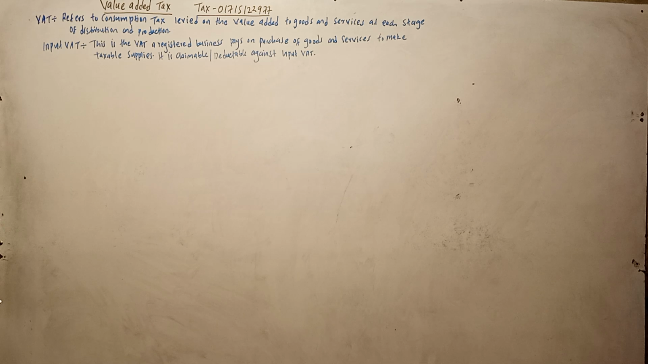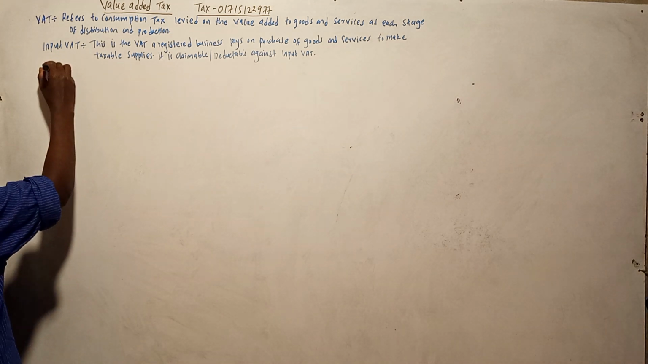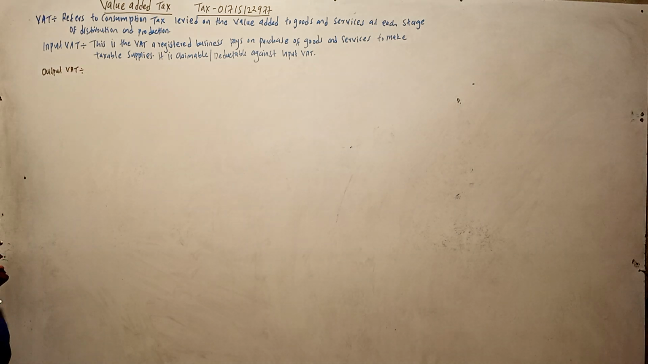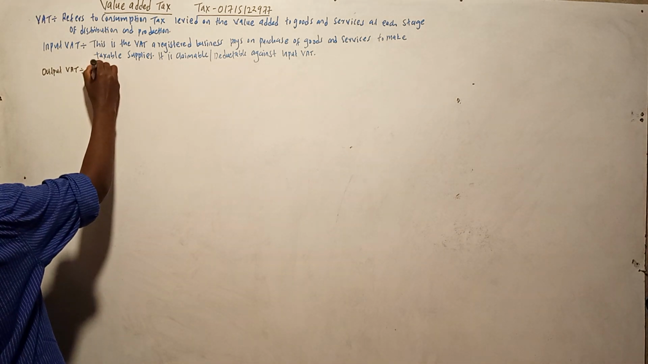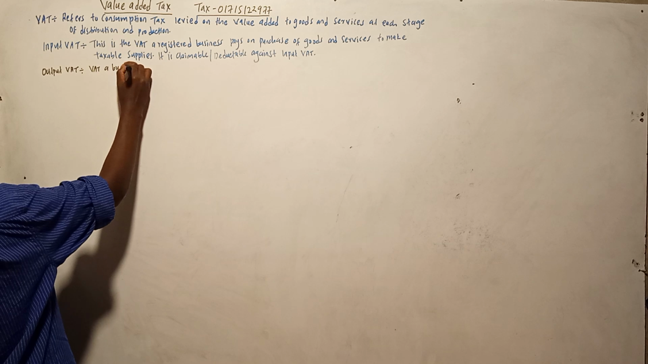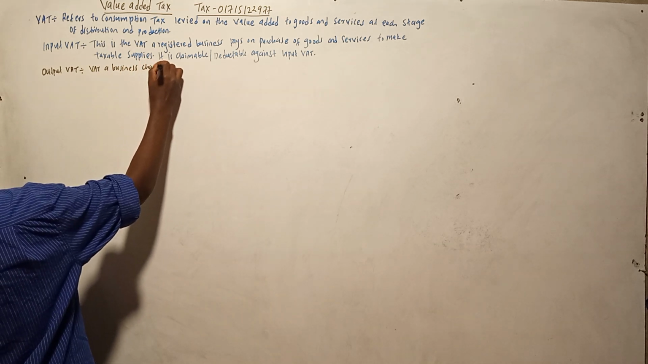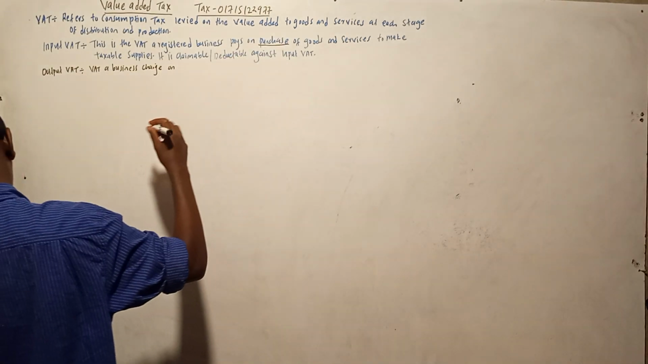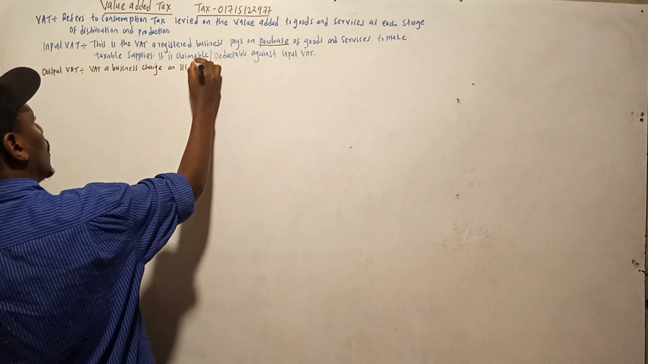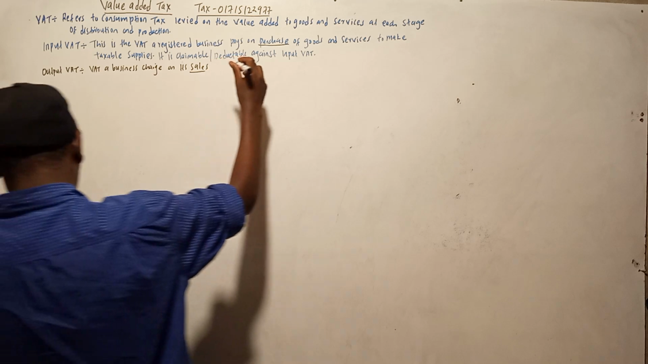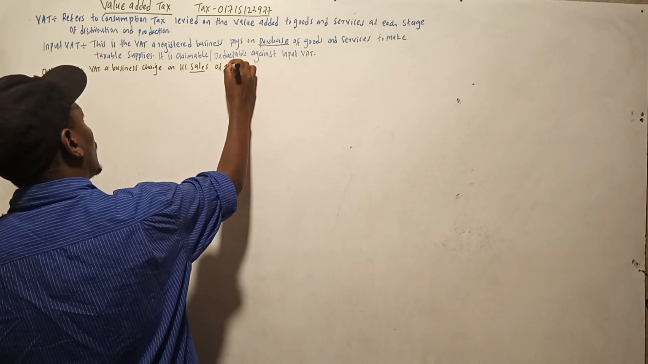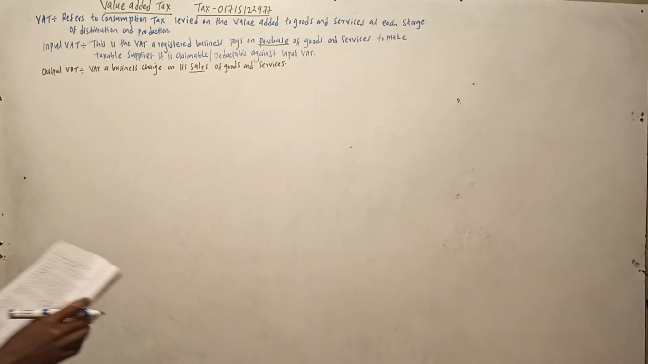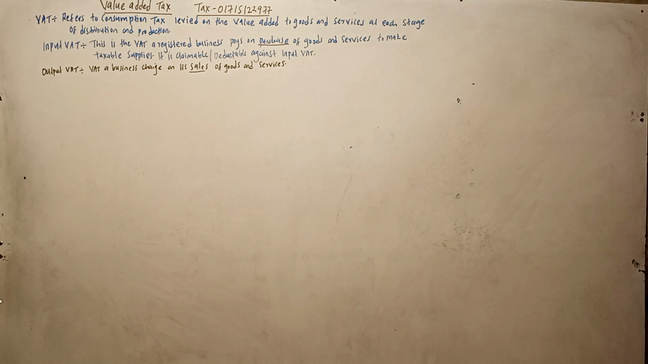We can talk about the output VAT, and we say it is the VAT a business charges, now opposite of purchase, on each sale of goods and services. So it is the VAT a business charges on each sale.